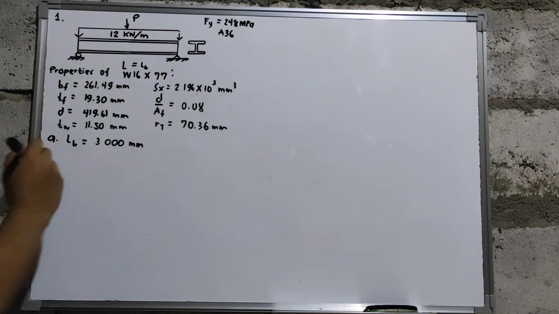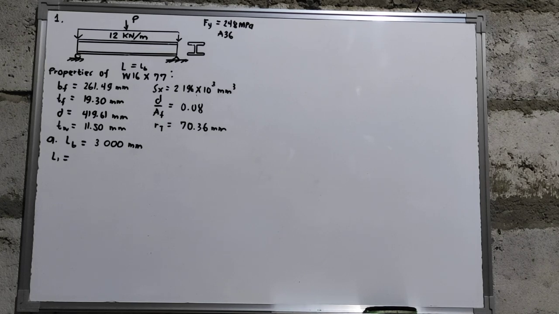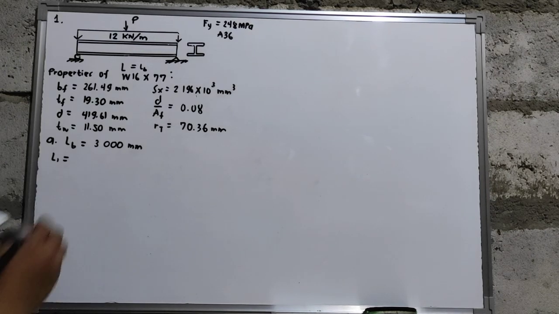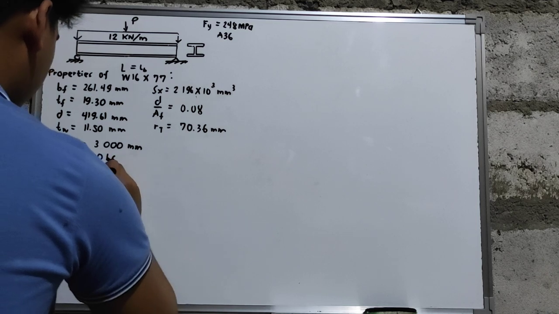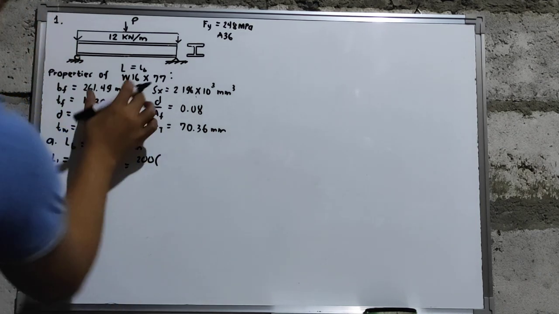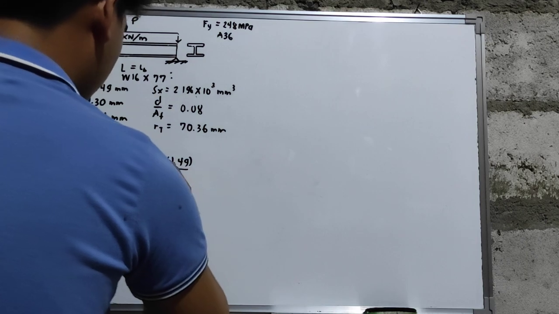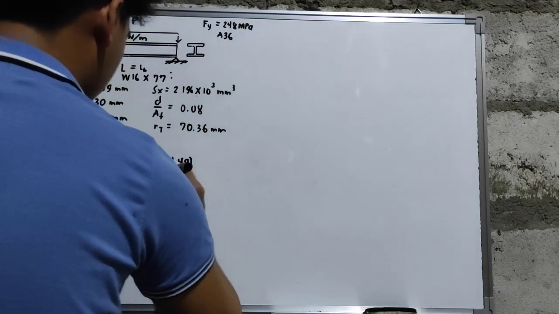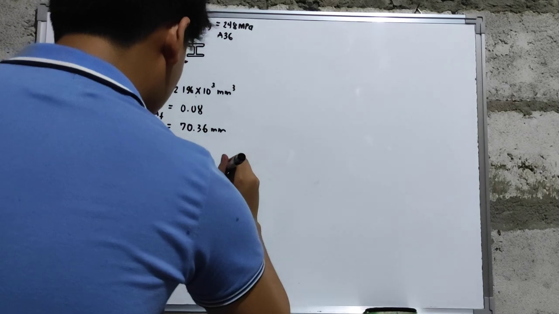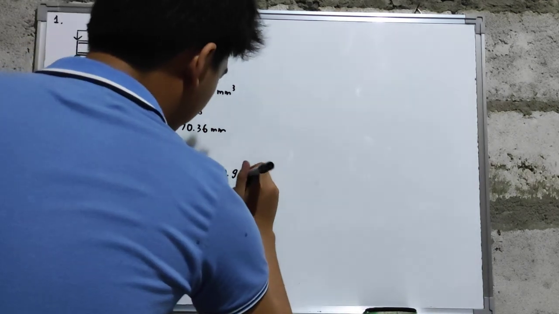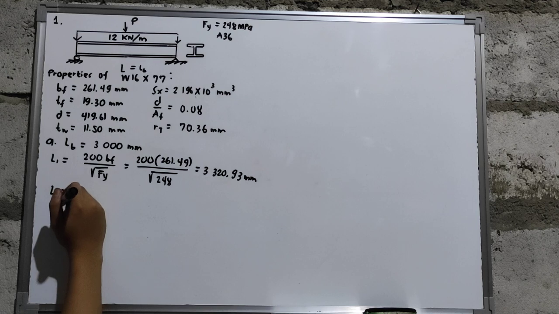First step, always, let's get the value of our L sub 1 and the value of our L sub 2. L sub 1 is equal to 200 BF all over square root of Fy. So, 200 multiplied by BF, that is 261.49, all over square root of 248. So, the value of your L1 is now equal to 3,320.93 mm.